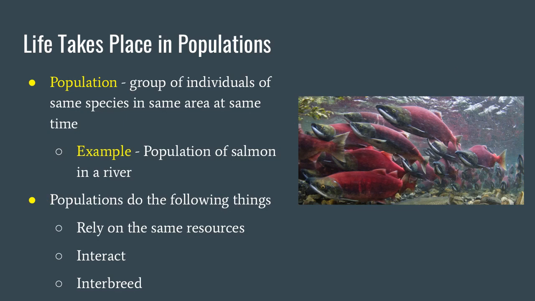Populations do the following things. One is they're going to rely on the exact same resources. So whether that's biotic or abiotic, living or non-living things, they have to rely on those same things. They must be able to interact with one another. Obviously, we're going to see big interactions with these organisms. And they have to be able to interbreed with one another. So they have to be able to create more of those species.